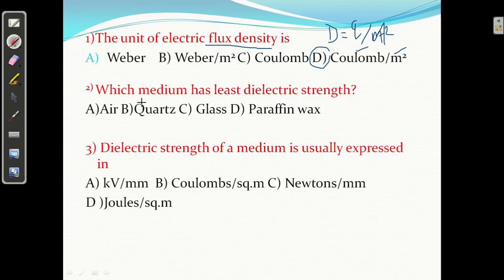Which medium has the least dielectric strength? Least dielectric strength, who is offering minimum? That is the air. A. Third, the dielectric strength of a medium is usually expressed in, whenever we talk about dielectric strength, that is the voltage per mm. So it is the answer A. Voltage means kilovolt per mm, that is the answer, kilovolt per mm. So these are the answers for questions number 1, 2 and 3.